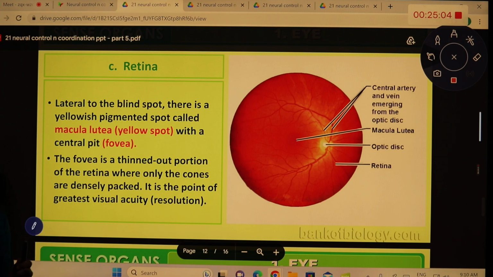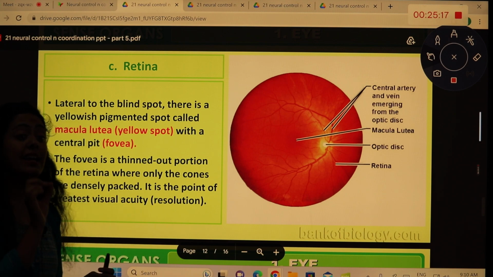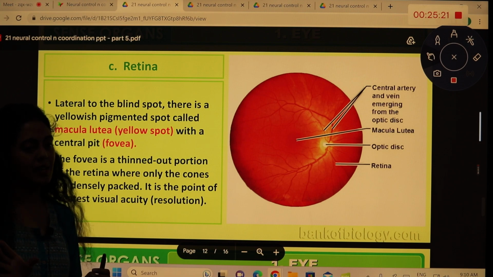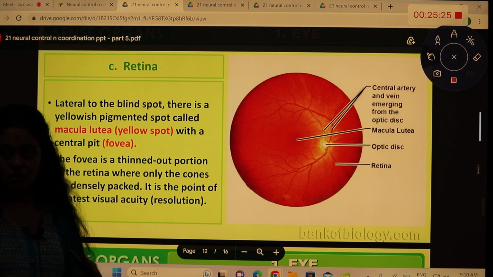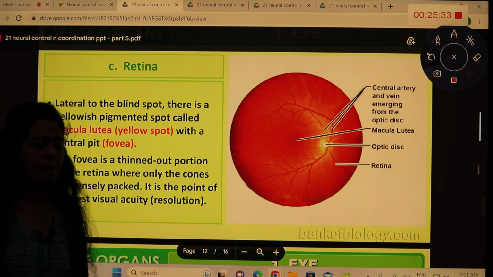I think all of you understand what a sharp image is. All of us are using mobile phones. You know what is a better image and what is not. So in your macula lutea, which is lateral to your blind spot, only cones are present, and it gives the sharpest image. There is definitely a difference between an iPhone image and a normal camera image. That is what I am trying to tell you here. Your eye is also a camera, right? It works on the same principle as your camera.